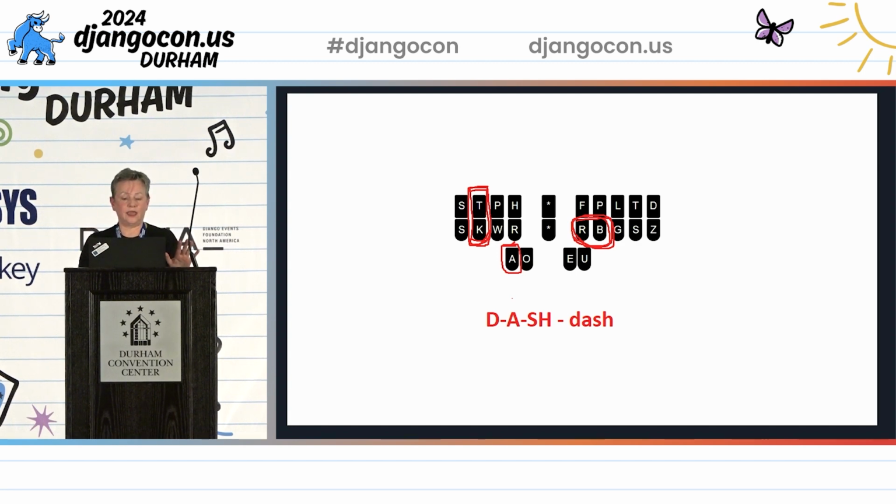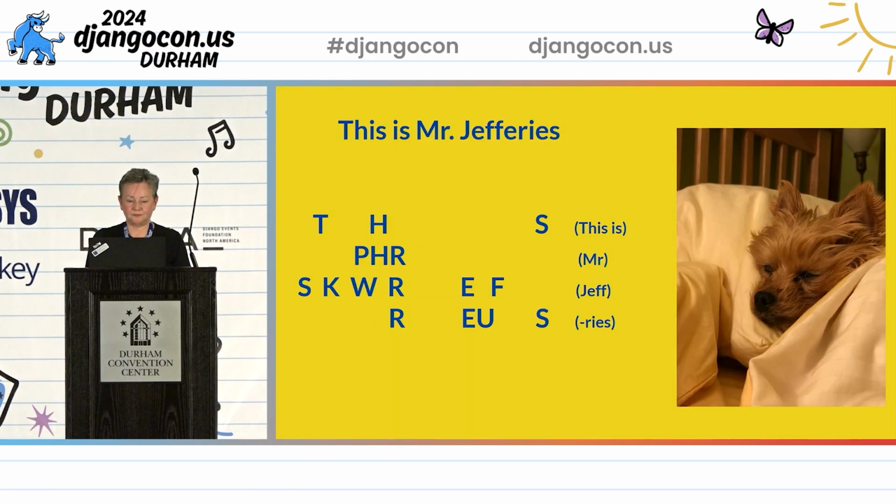So the T and the K on the left, if we press it together, we still see T and K on the computer, but our brain and our computer reads it as a D. The vowels are in the middle, so we use our thumbs for those, and then the final R, B, stands for the ush sound. So that's how we get the word, for example, the word dash.